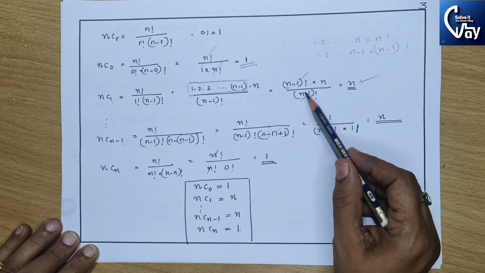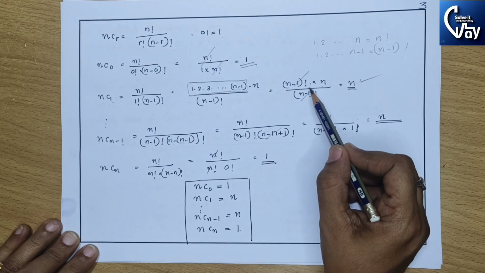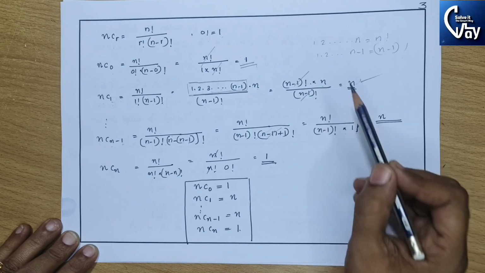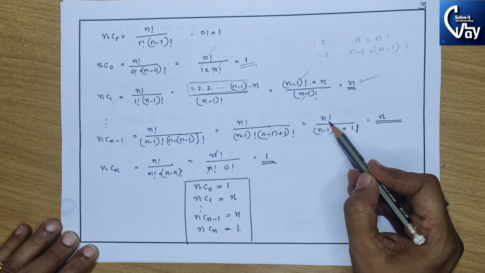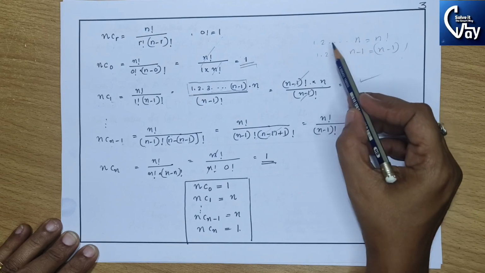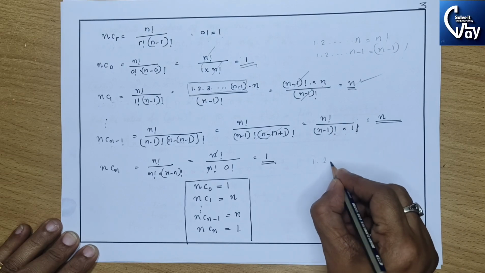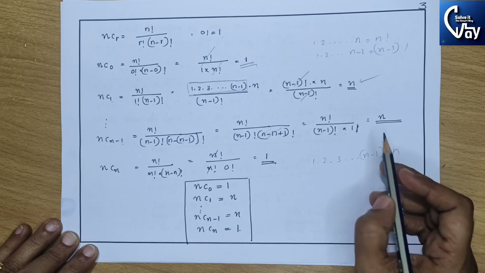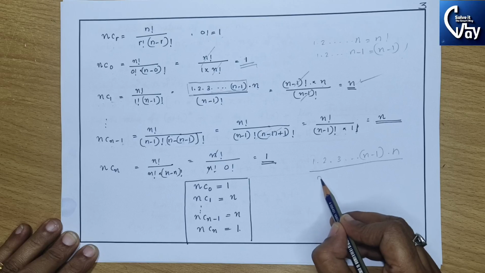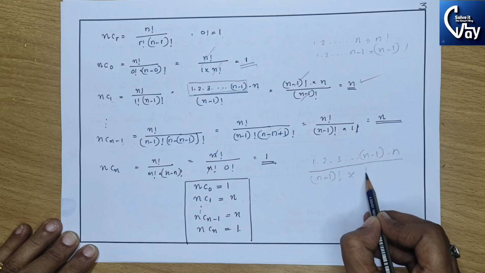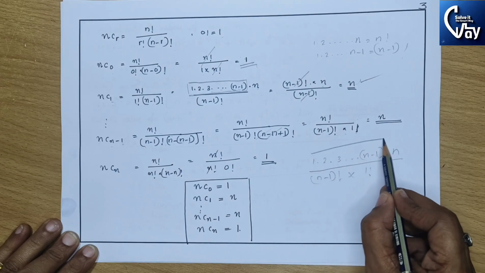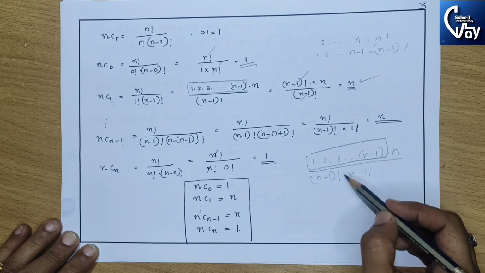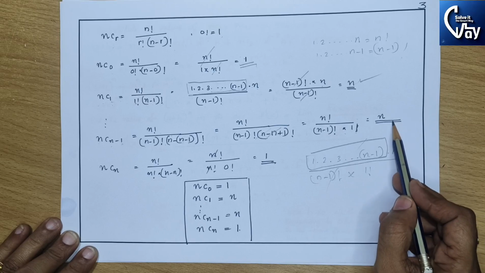nC1 equals (n-1)! by (n-1)! into n by (n-1)!. Similarly, this n factorial can be written as 1 into 2 into 3 into etc. (n-1) into n, divided by (n-1)! into 1!. This 1 into 2 into 3 into etc. (n-1) can be written as (n-1)!. These two get cancelled. Then we got n.